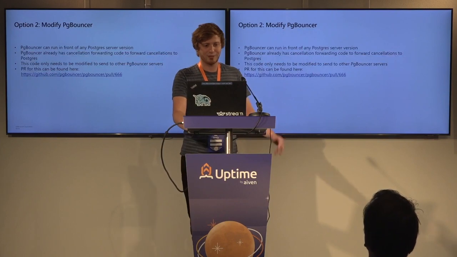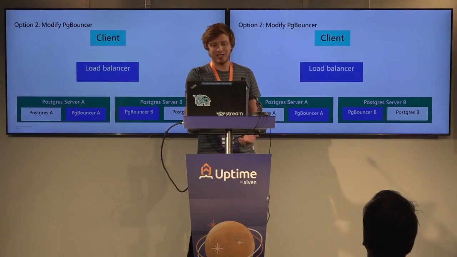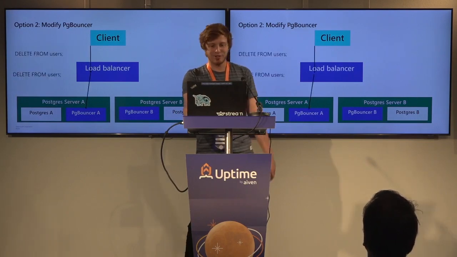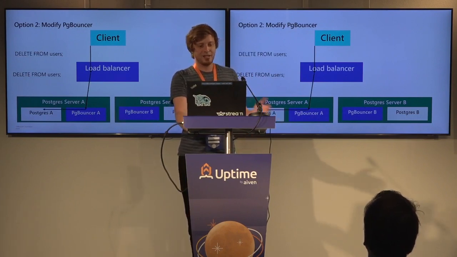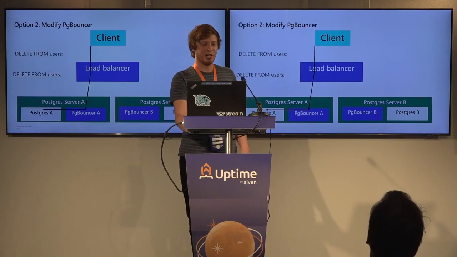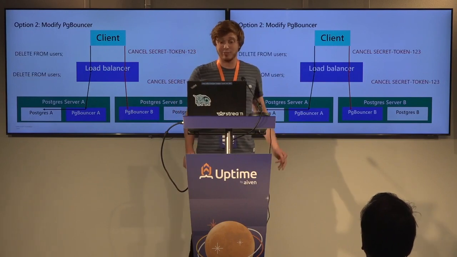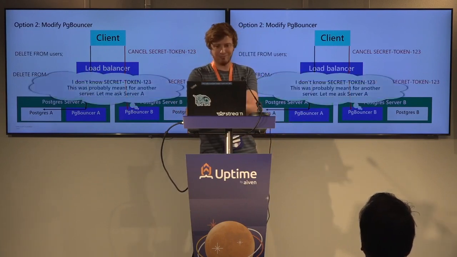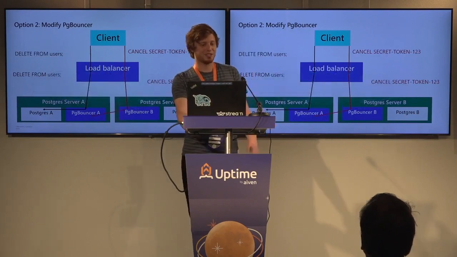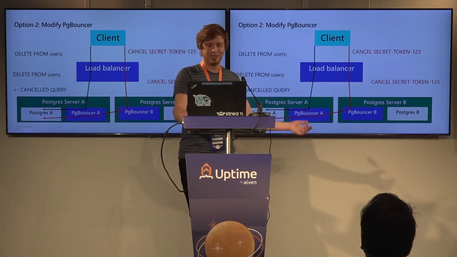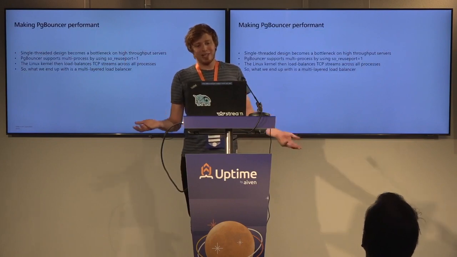it's working. So how this then works is you run delete from users again. It goes through PgBouncer on server A, and that will forward it to Postgres on server A. And then the client will send a cancellation, and it will go to the PgBouncer on server B. And that will think, this is not for me, let me ask server A. It will forward it to PgBouncer A, and that will forward it to Postgres, and you didn't lose your data. But then we get to the same problem.